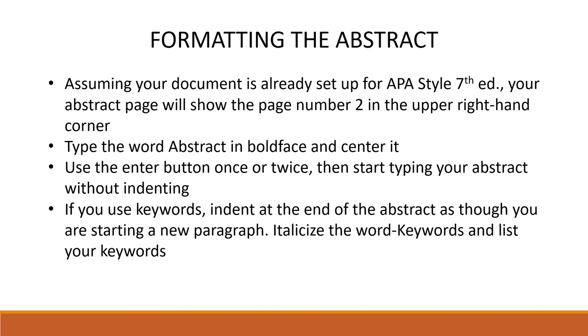The abstract appears on the second page after the title page in APA Style 7th edition. For the title, type the word abstract and center it. Also, make sure that abstract is in boldface font. Double space the text and don't indent at the beginning of your paragraph. The abstract is actually a simple block paragraph.